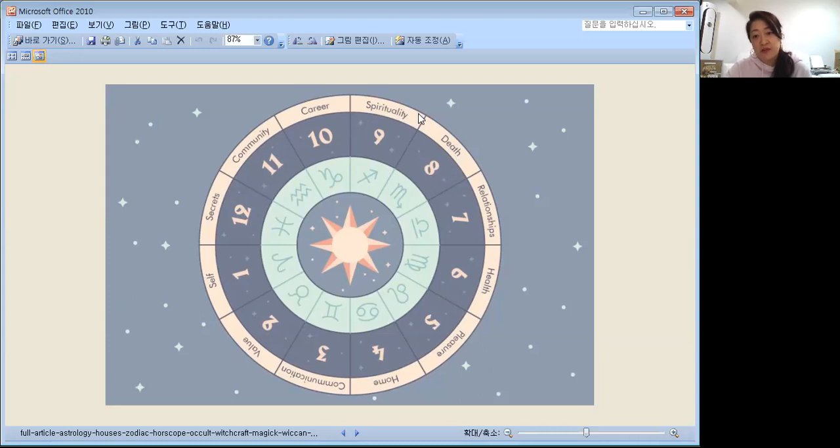And then your ninth house, spirituality. This is your ideals. This is your philosophy, your beliefs. This is the teachings of your father. This is publication, your higher education, and long distance travel and pilgrimage.